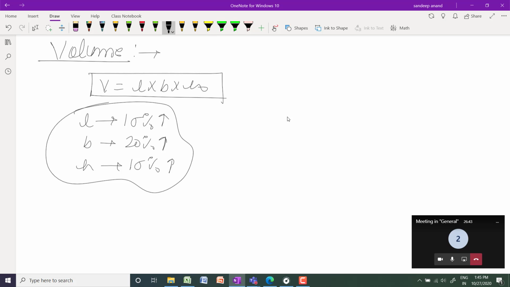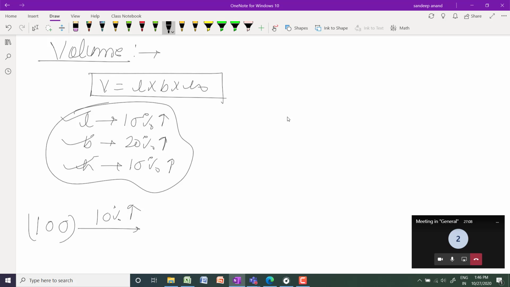Now, what is my approach? Initially I am taking my value as 100 because it's simple to calculate. You can use any order. What do you prefer to calculate first: length, width or height? Length. Okay, so length is increased by 10%. So what is 10% of 100?